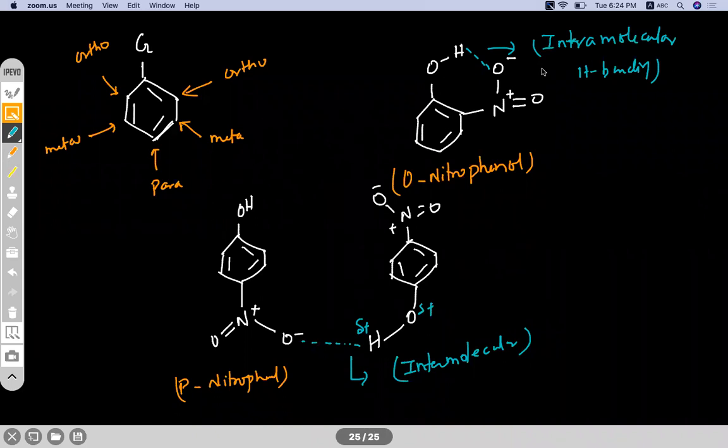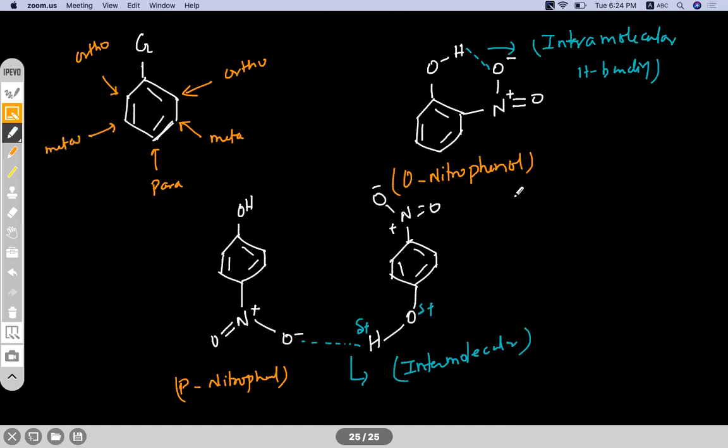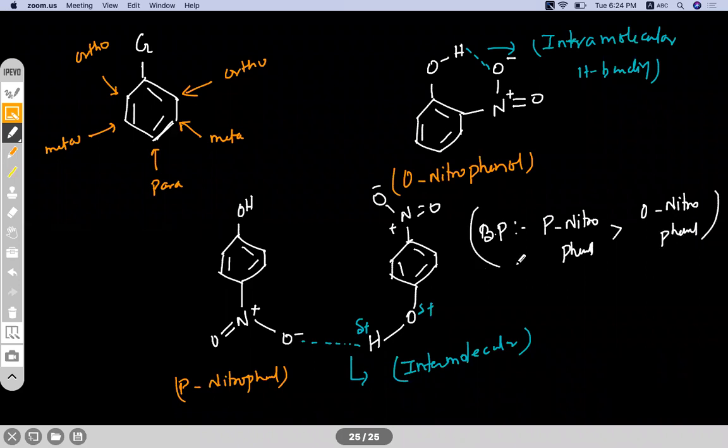Now, because of intermolecular hydrogen bonding, the boiling point increases. This is the property here, right? That's why the boiling point order, if I write down, for para-nitrophenol, the boiling point is more than that of orthonitrophenol. This you must remember.